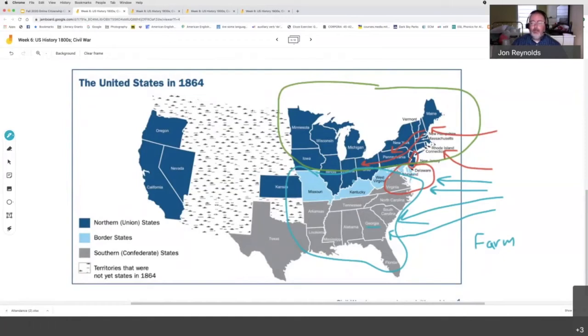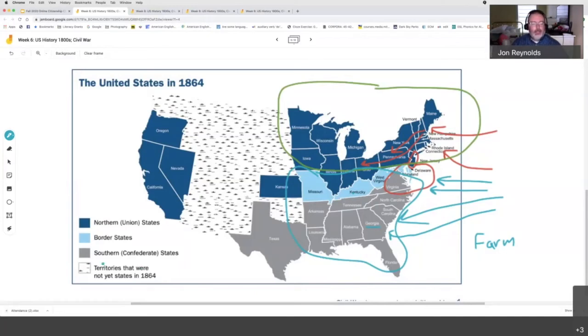That means they were between the North and the South, but they did not actually fight in the Civil War. Now, keep in mind, a place like Kentucky is a little difficult to talk about, because in Kentucky, slavery was legal. People could have slaves in Kentucky, but Kentucky did not actually fight in the Civil War. So that's something we're going to talk about here in just a moment.